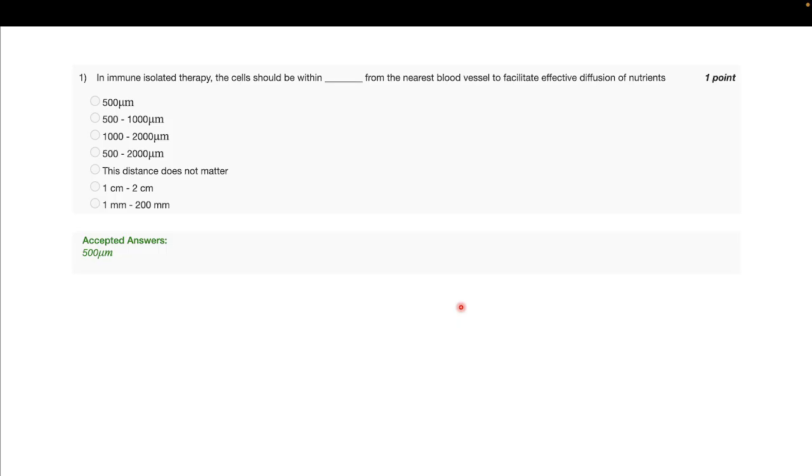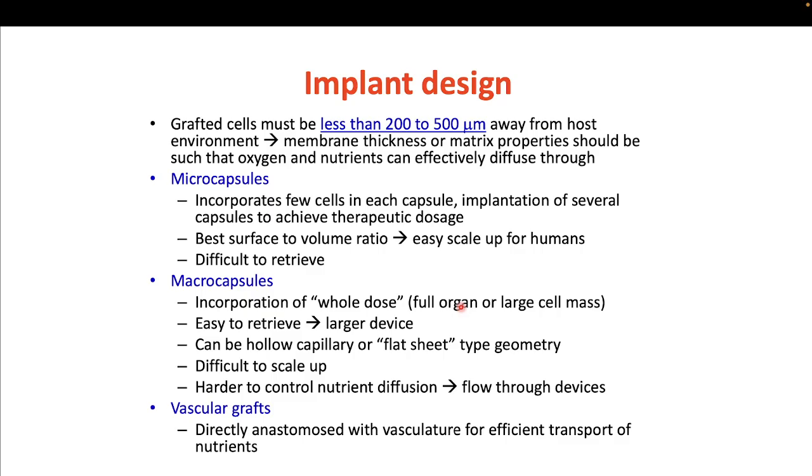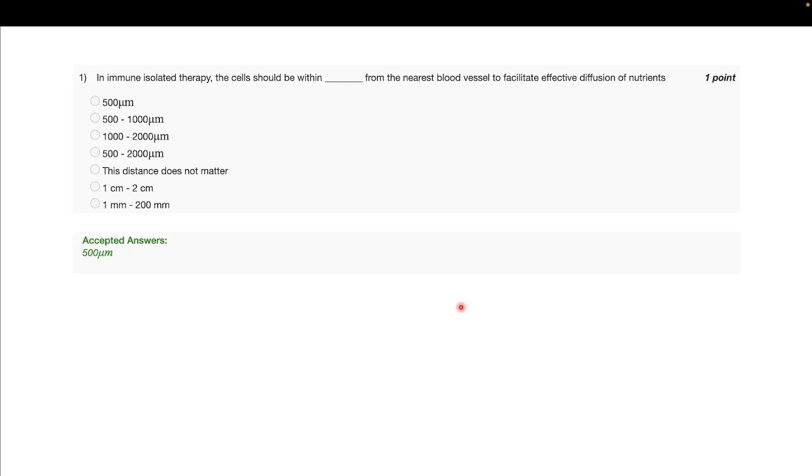They have to get the nutrition, they have to get oxygen, they have to release the waste, and that's how they're living inside. So that implant cannot be very far away from the nearest blood vessel, so it has to be within a distance of 500 microns, so that with passive diffusion the nutrients and your oxygen can then easily pass inside that particular implant and the cells can use it. So if it's more than 500 microns, you are creating a problem for the cells to live. If you go through the slide, it's clearly mentioned here.